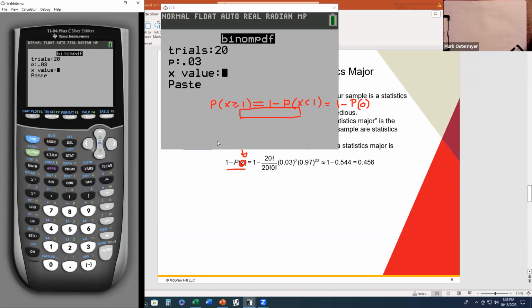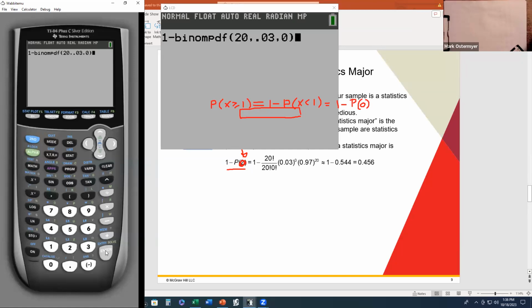And what do I type in for X? Remember, I typed in 1 minus. I want how many successes? 0. 1 minus P of 0, right? 1 minus the probability that X is equal to 0. We type in 0 here. And there you go. That's the probability we want to compute. This is equivalent to the probability that we select at least 1 stats major out of the 20 randomly selected. Hit enter, boom, you've got your probability.